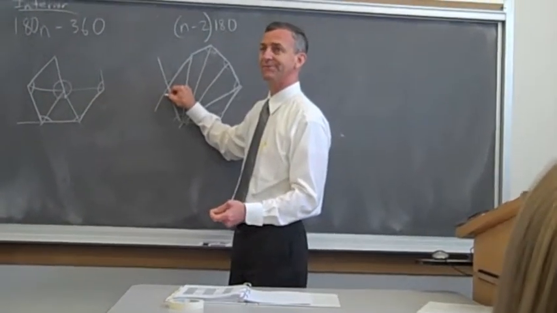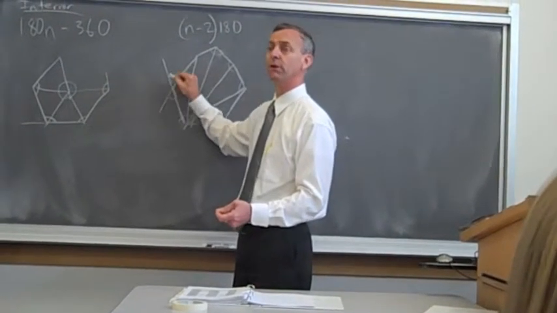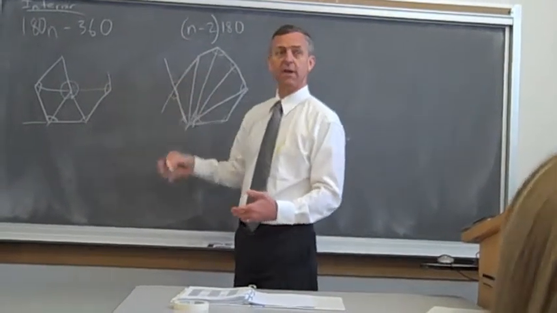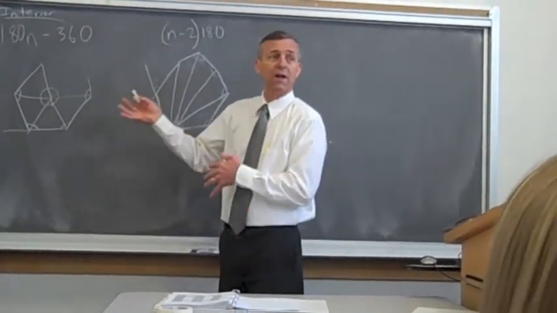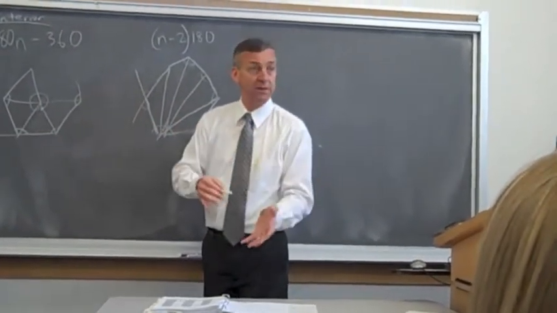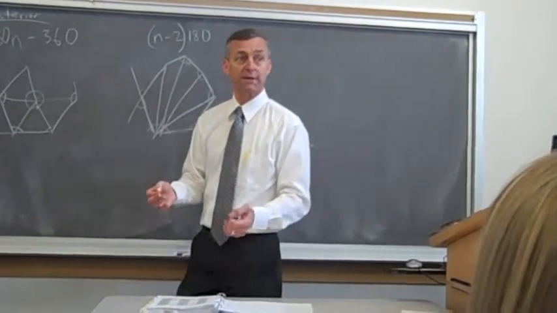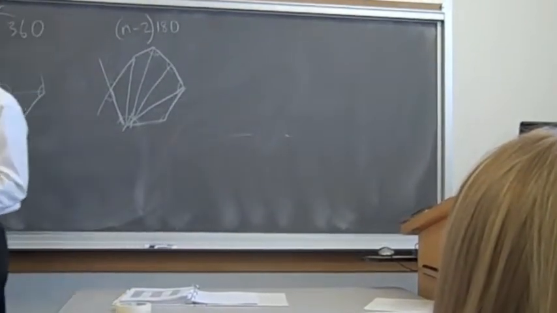How do we know? They're vertical. It's a pair of vertical angles. And we've decided that vertical angles are congruent. So I could use one on one vertex and another one on another, as long as I just used one per vertex. Okay, good question.